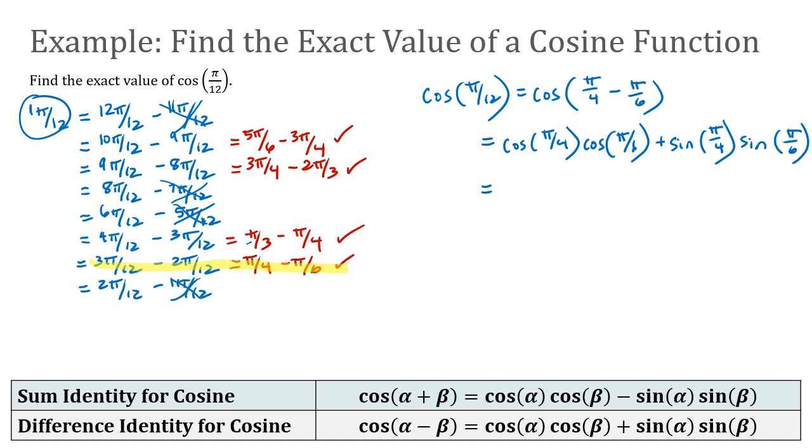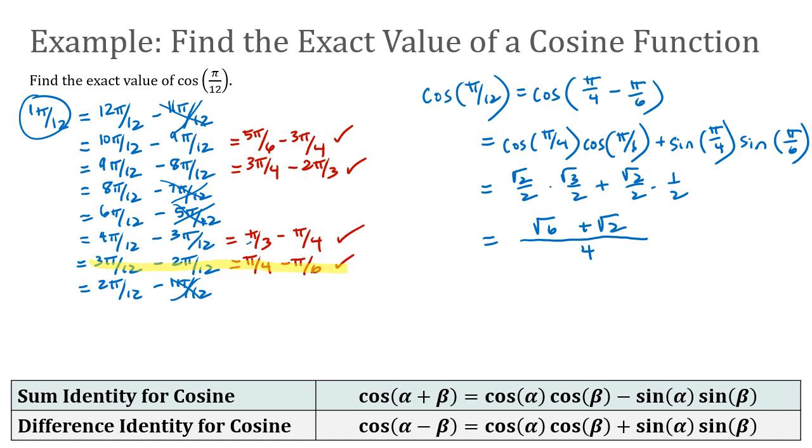Now, because I have this memorized, I don't have to use a calculator. The cosine of pi over 4 is square root of 2 over 2. The cosine of pi over 6 is square root of 3 over 2. Plus the sine of pi over 4, square root of 2 over 2, times the sine of pi over 6, which is 1/2. Looks like I'm going to have a common denominator of 4. So in my numerator, I'm going to go ahead and just write square root of 6 plus the square root of 2. And I'm done.